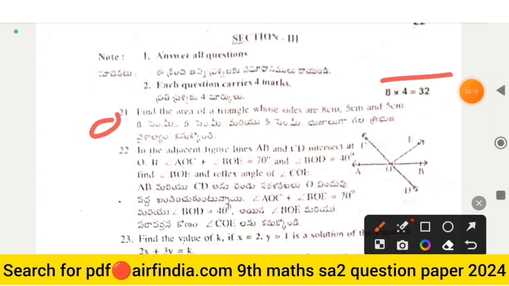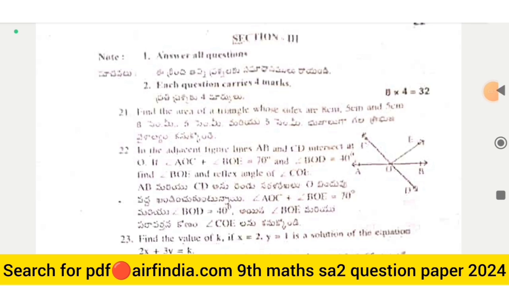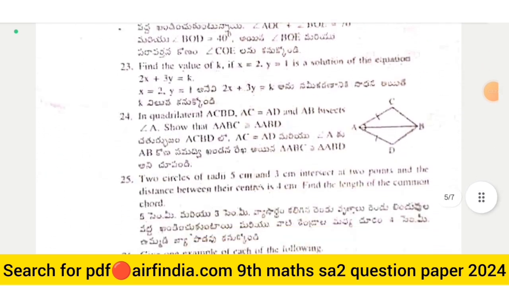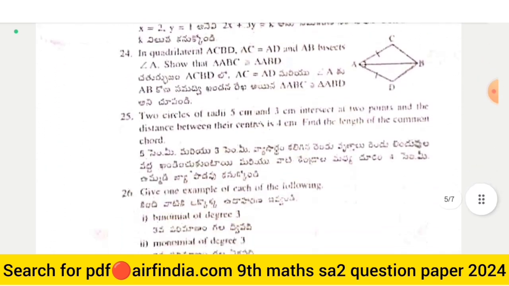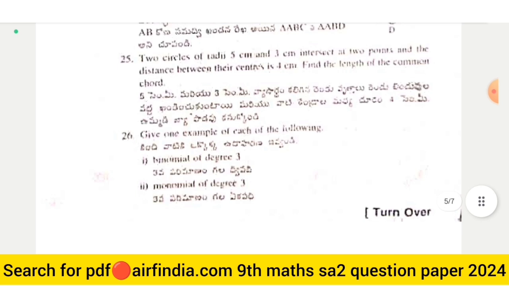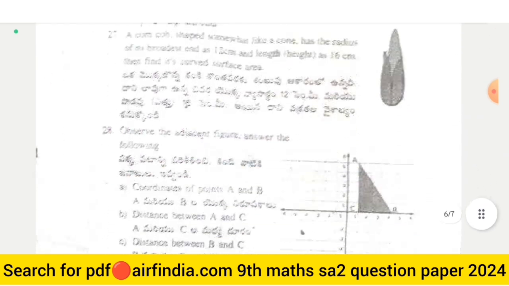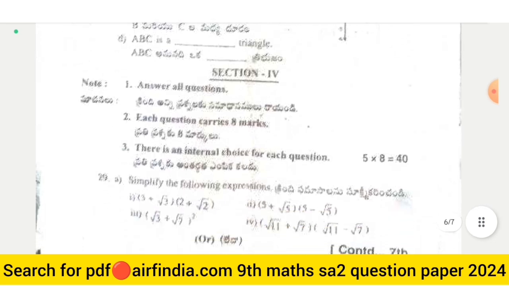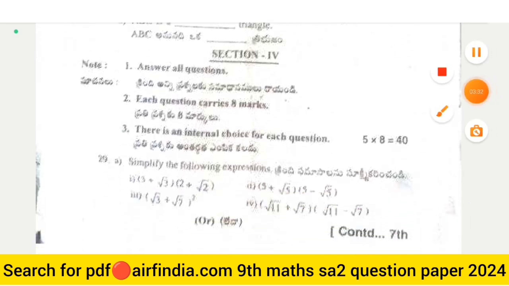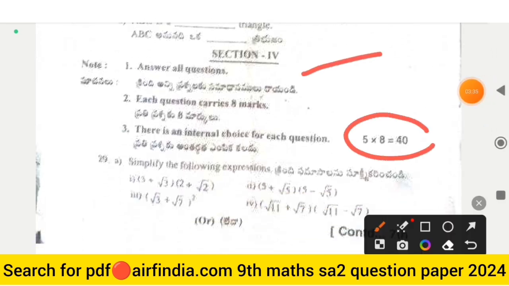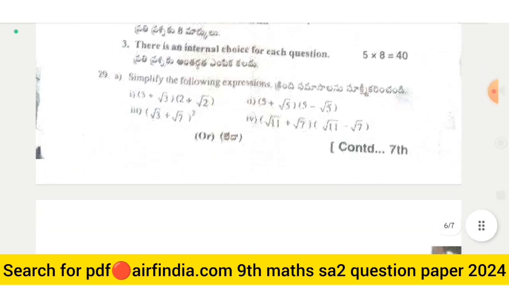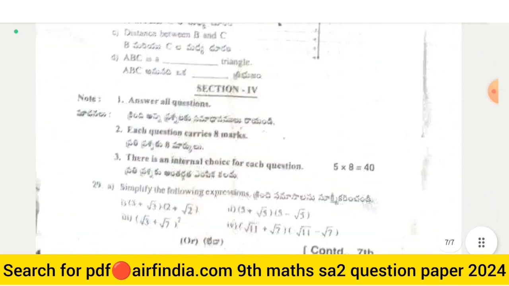Okay, so here is question 21. This is your question number 22 and 23. Okay, this is your full question paper of class 9th maths. This is page number 6. Okay, question number 27, 28. This is section 4. I think this is your last section. Okay, so this is 40 marks. Simplify the following expressions. Okay, this is your last page.